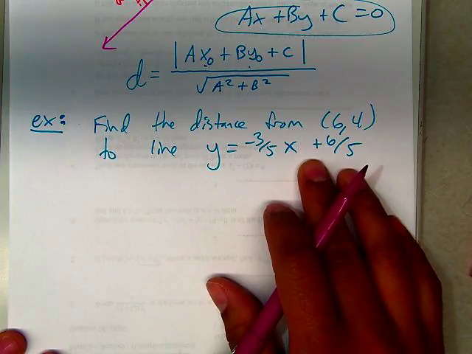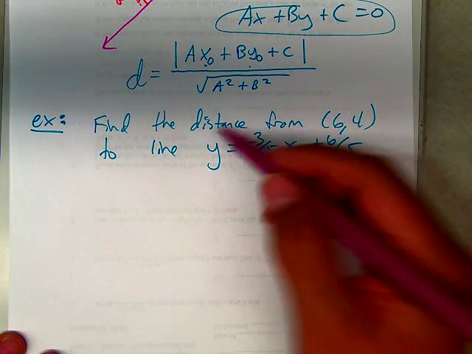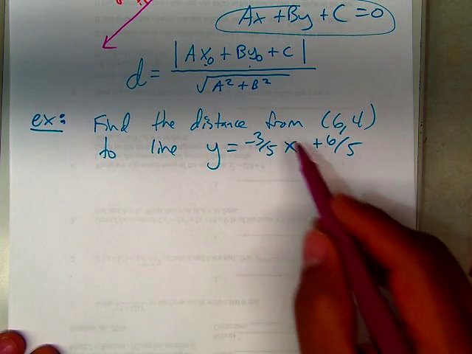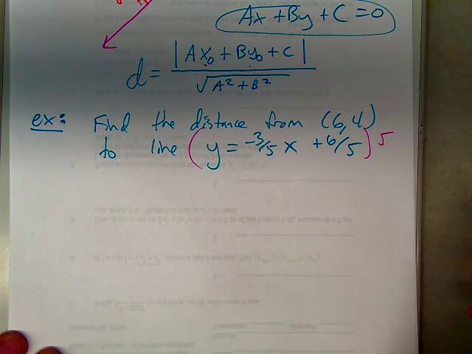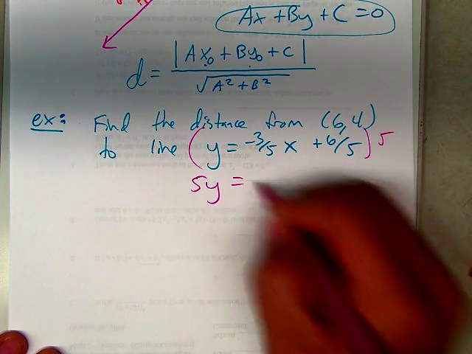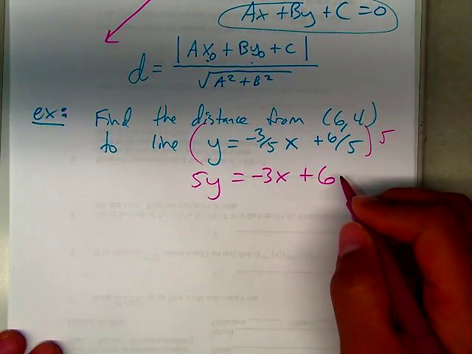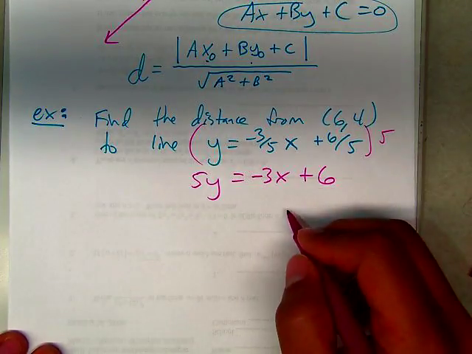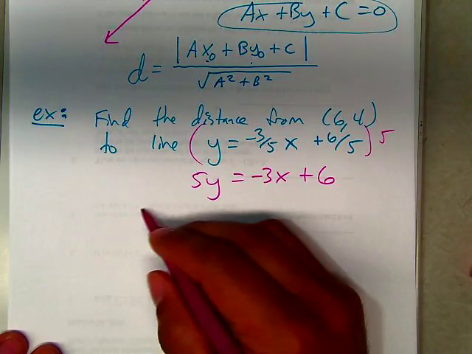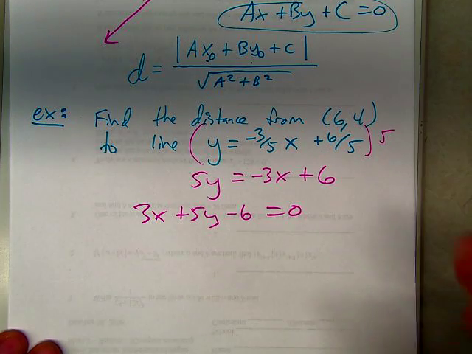All right. So what do we have to do first? Let's combine the two thoughts. I would multiply by 5 first, so I don't have to deal with the fractions, right? So 5y equals negative 3x plus 6, and then we set it equal to 0. Which way do you want to go? So 3x plus 5y minus 6 equals 0. It's not going to matter. It's just a matter of preference.